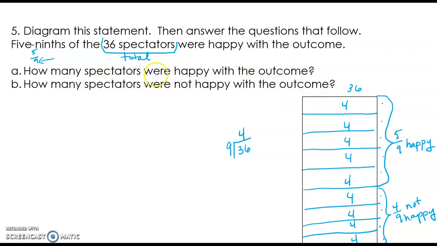So A says, how many spectators were happy with the outcome? So it wants to know how many. So I have 1, 2, 3, 4, 5. So 5 times 4 is 20. And then it says how many were not happy. And there's a couple different ways I can do that. I can take 36 minus 20 and get 16. Or I can take a look and I've got 1, 2, 3, 4. So 4 times 4 is 16.